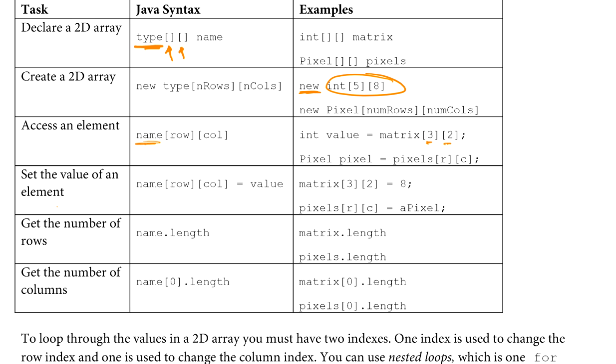Set the value of an array. So here's the array. We're going to take this value and store it into the array at that particular row column location.